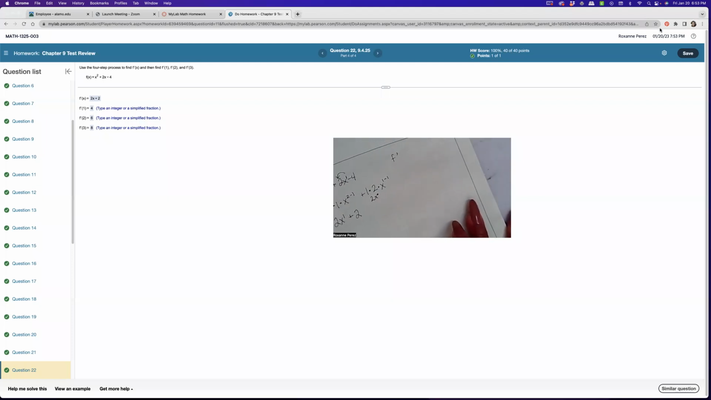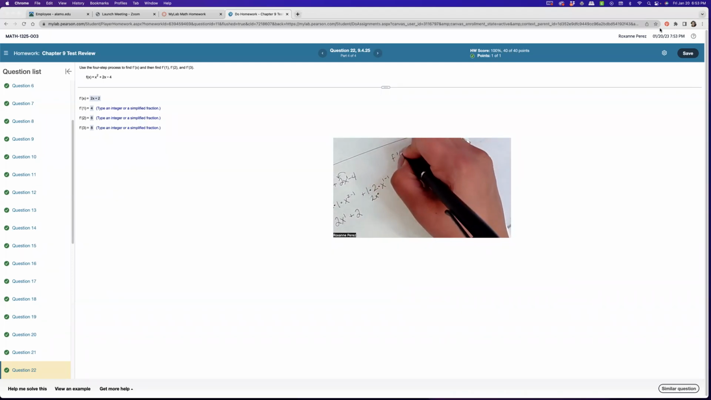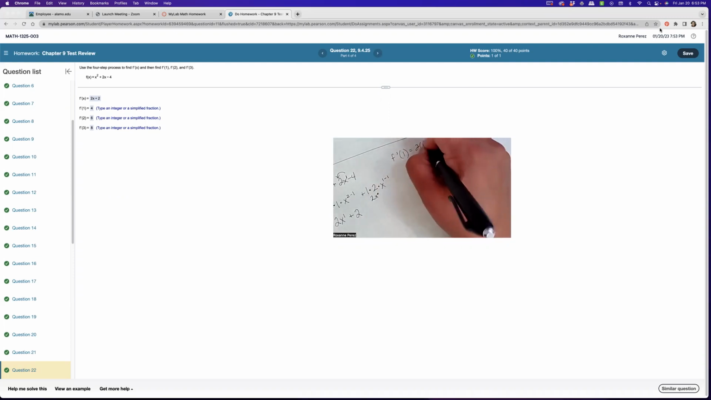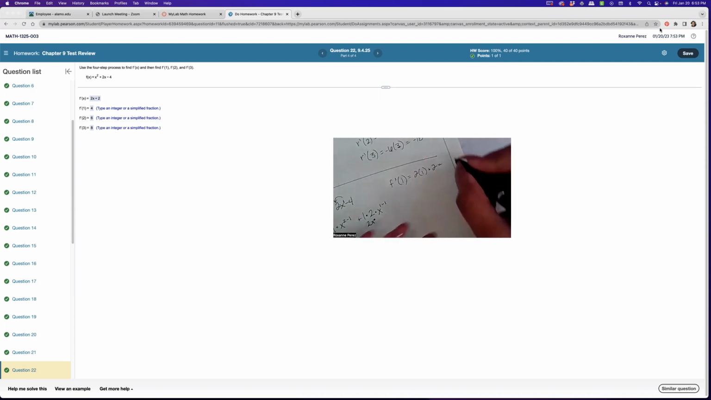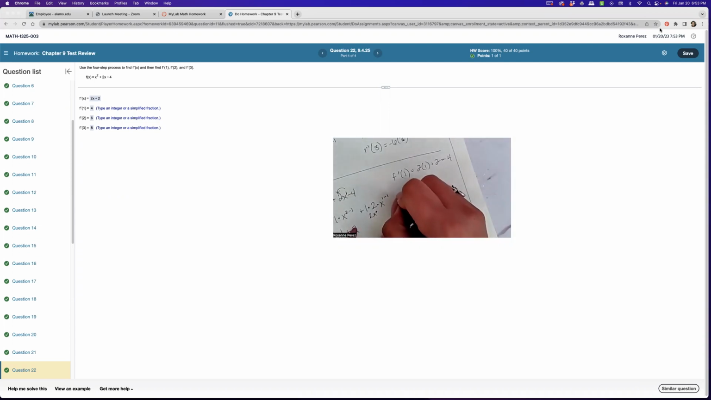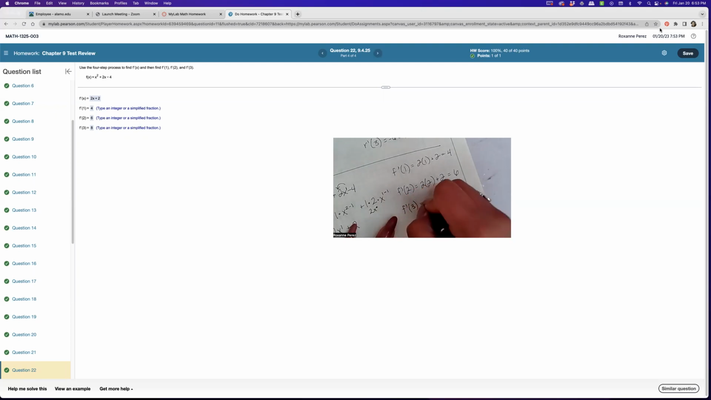Okay, so we're going to evaluate f prime at 1. So 2 times 1 plus 2 equals 4. Then we're going to evaluate f prime at 2, which gives us 2 times 2 plus 2 equals 6. Sorry about that, guys. I got lost in my thought. So then f prime evaluated at 3 equals 2 times 3 plus 2, which equals 8. Okay?